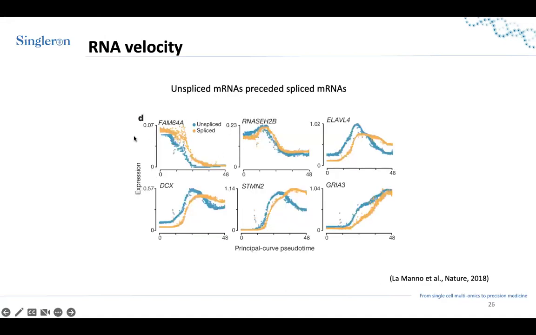So I told you, I think 2 slides before, that there is a delay between the curve of the unspliced and spliced mRNA. Here you see it for different genes, that the unspliced is always ahead of the spliced, which makes sense because you should first have unspliced mRNA and then have spliced mRNA. So you have this for all the genes here.